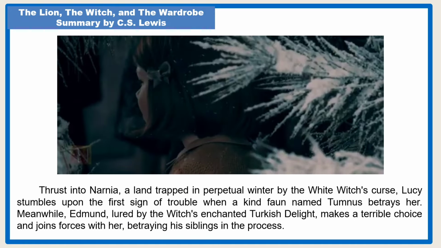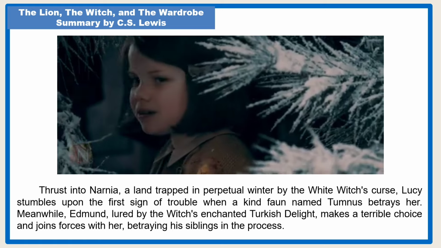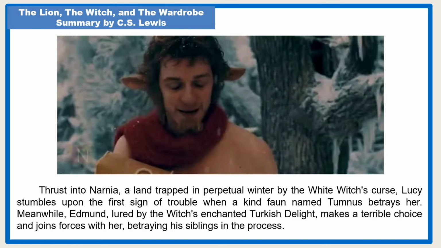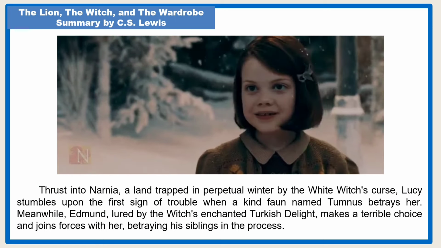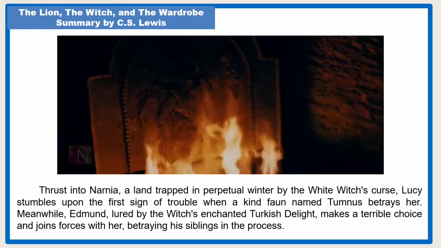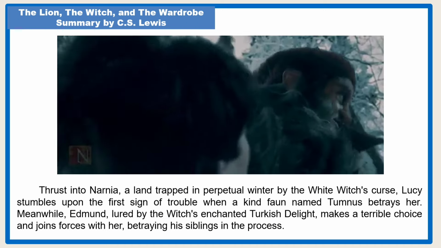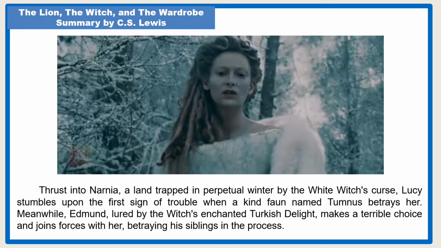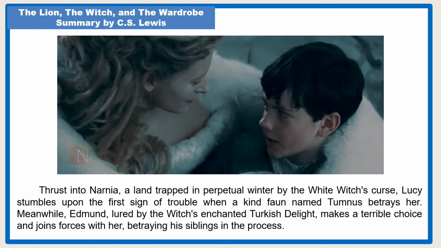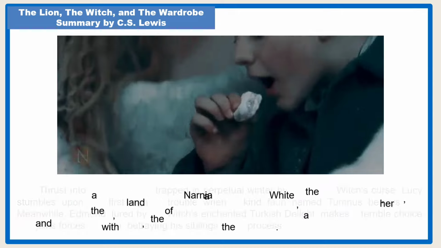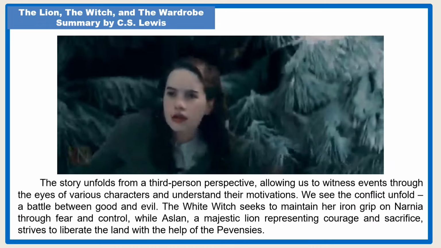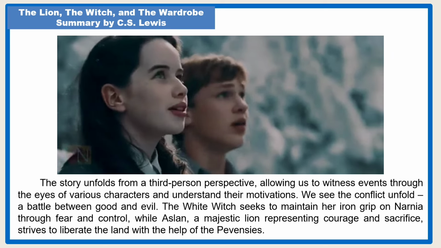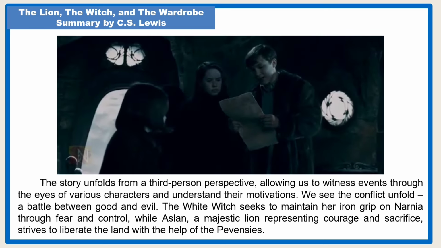Thrust into Narnia, a land trapped in perpetual winter by the White Witch's curse, Lucy stumbles upon the first sign of trouble when a kind faun named Tumnus betrays her. Meanwhile, Edmund, lured by the witch's enchanted Turkish delight, makes a terrible choice and joins forces with her, betraying his siblings in the process. The story unfolds from a third-person perspective, allowing us to witness events through the eyes of various characters and understand their motivations.